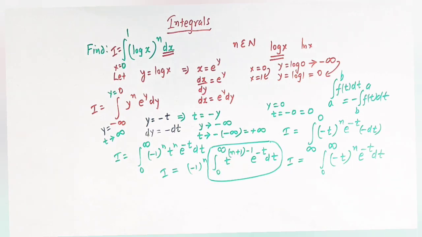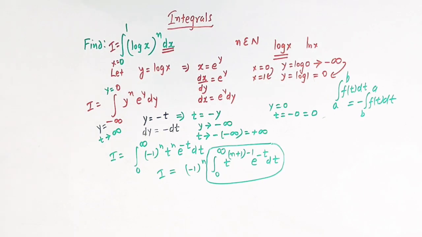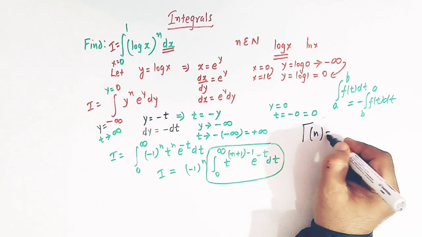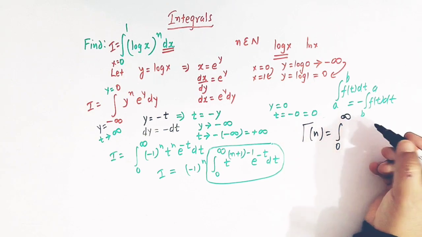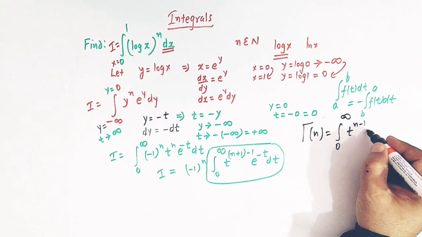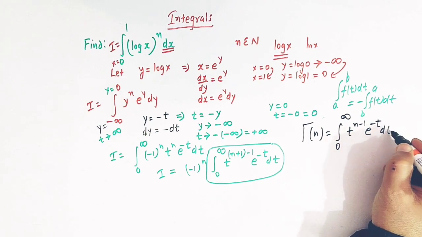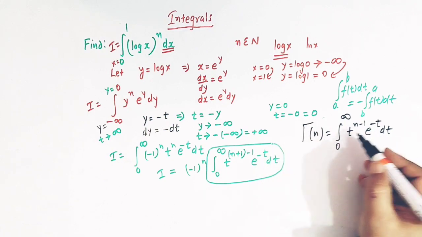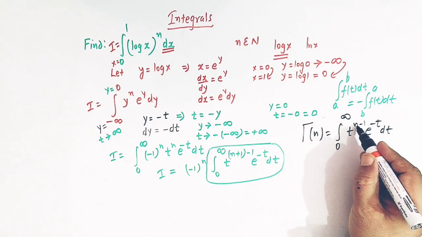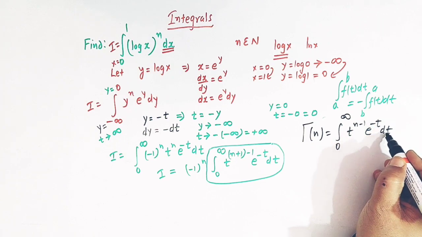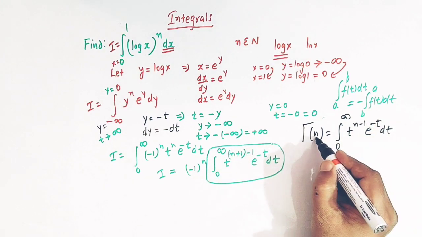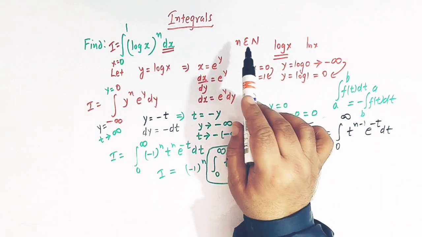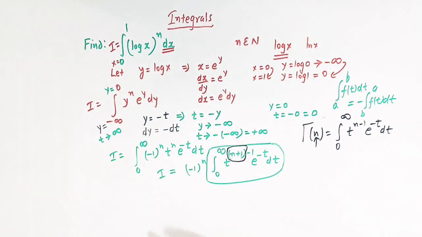of n plus 1. Now viewers, see gamma of n is defined as 0 to infinity t raised to n minus 1 e raised to minus t dt, right? So this is the Euler's integral. So gamma of n is defined like this: 0 to infinity t raised to n minus 1 e raised to minus t dt, right? And here we see that for this n we have n plus 1, right? And remember, n belongs to the set of natural numbers.